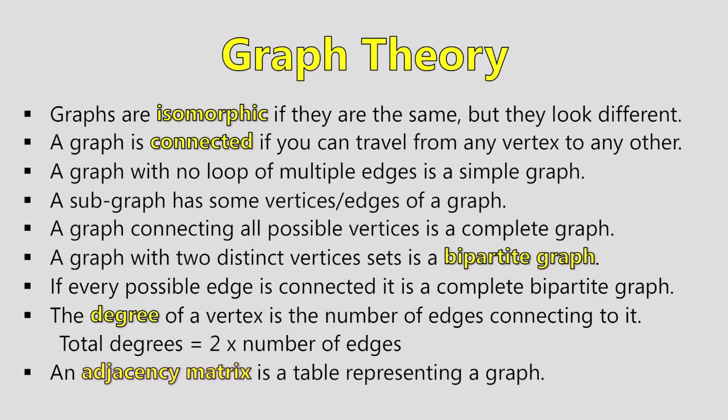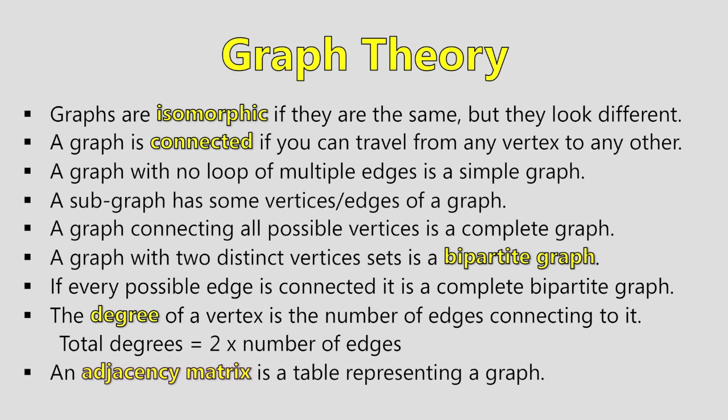Right. Keywords in graph theory. Graphs are isomorphic if they are the same but they look different. A graph is connected if you can travel from any vertex to any other. A graph with no loop or multiple edges is a simple graph. A subgraph has some vertices or edges of a graph, and a graph connecting all possible vertices is a complete graph. A graph with two distinct vertex sets is a bipartite graph, and if every possible edge is connected, it is a complete bipartite graph.